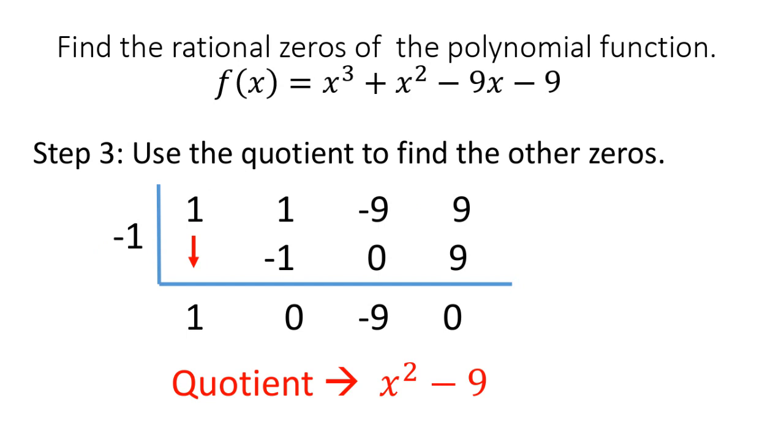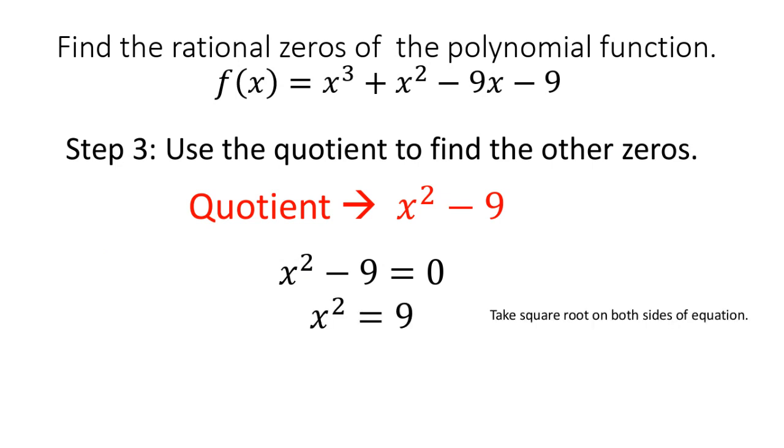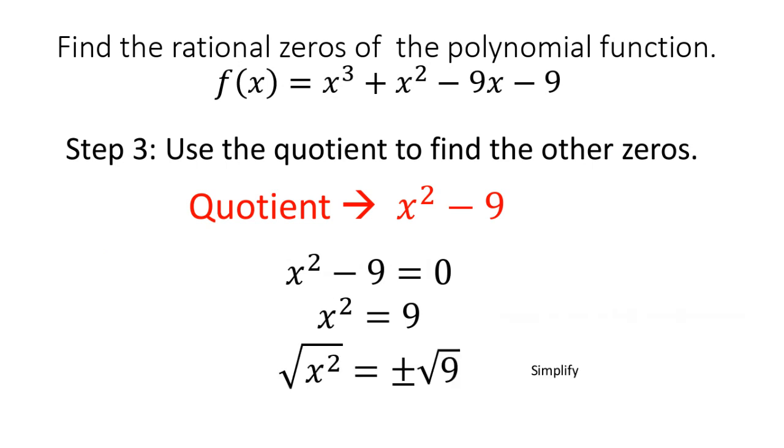So what we can do is set it equal to 0 to find our remaining zeros. Let's get our quotient and set it equal to 0. So we have x squared minus 9 is equal to 0. The first thing I'm going to do is add 9 on both sides. So -9 plus 9 cancels, 0 plus 9 is 9, giving me x squared is equal to 9. I'm going to take the square root of both sides.